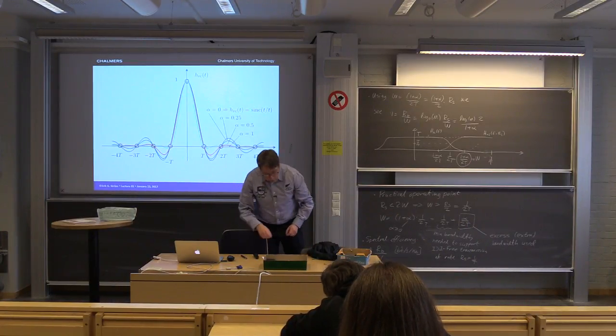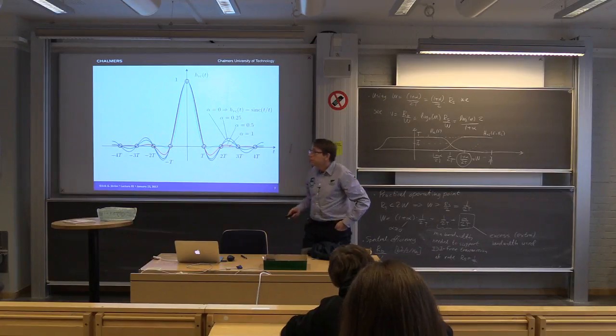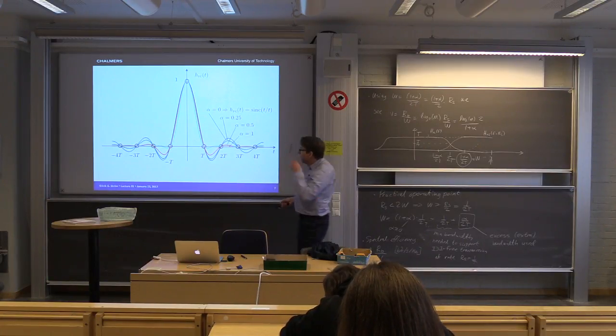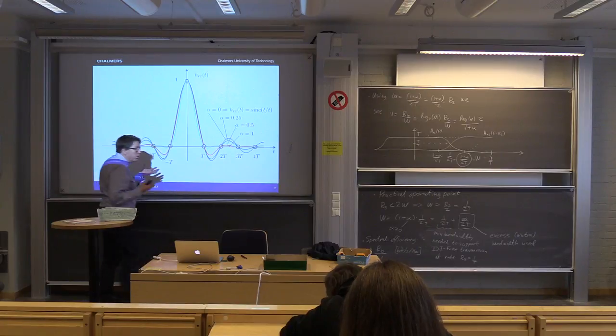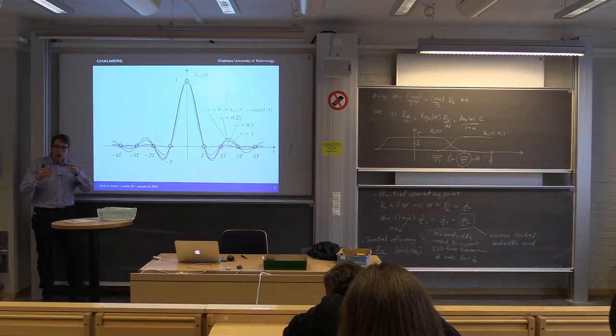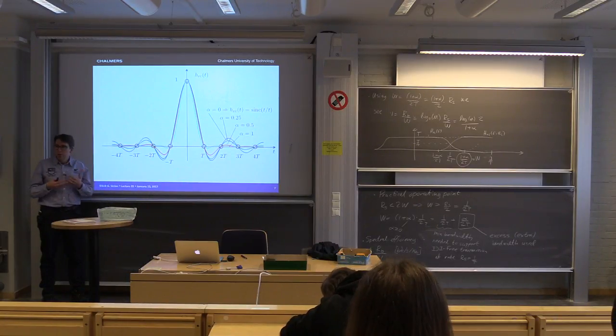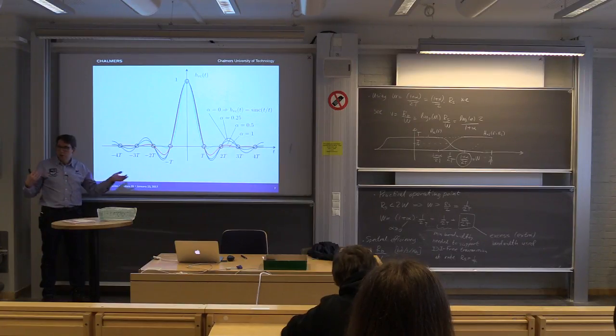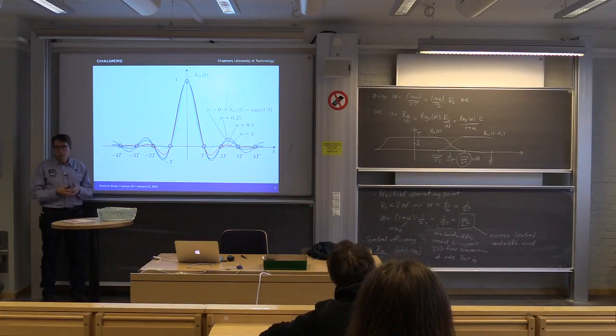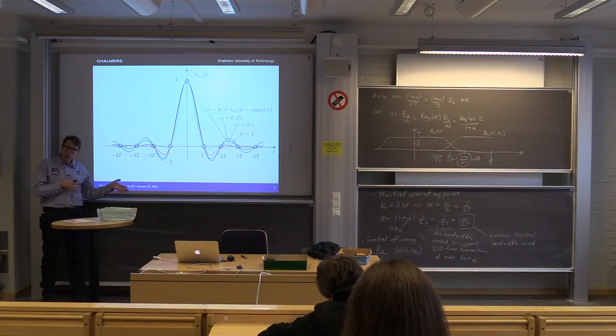In time, the pulses look something like this. There are many raised cosine pulses, one for each value of alpha. So it's a family of pulses, and we pick the alpha that we like. We know that we want to keep alpha small to have high spectral efficiency.